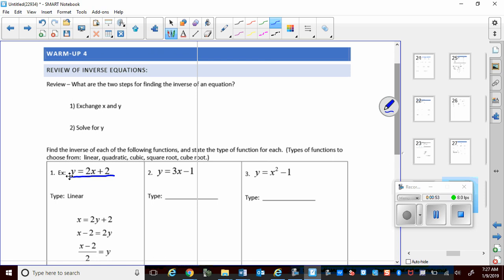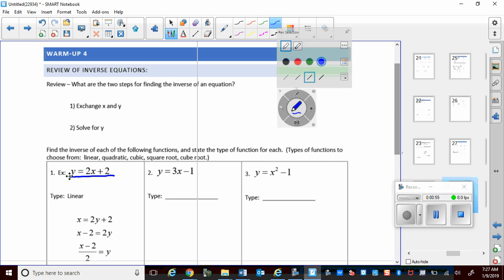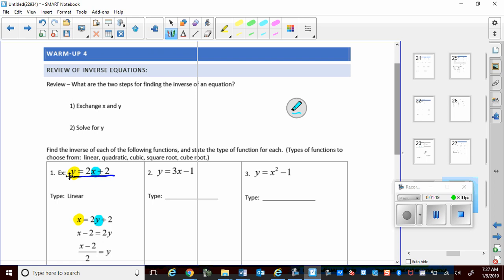What does that mean? They change the x and the y. So where that y is yellow, we're going to replace it with x. And you can see below they exchange the x's and y's in this equation. So if you follow that first step, you're on the right path for finding the inverse of a function. So then the last step is to solve for y. So we're going to do that.